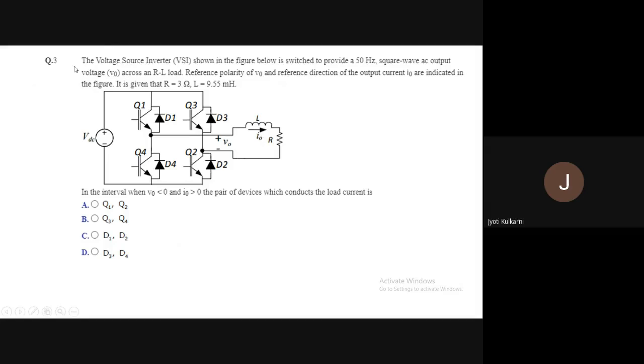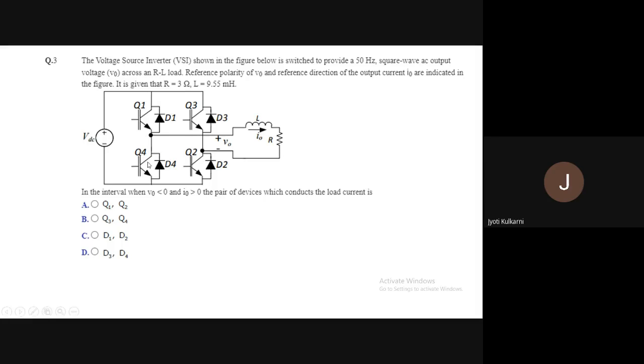The values of R and L are also given. Now they have asked the question: in the interval when V0 is less than 0 and I0 is greater than 0, the pair of devices which conducts the load current is, meaning out of these 8 devices, 4 IGBTs and 4 diodes, we have to find out 2 devices which are going to carry the current.